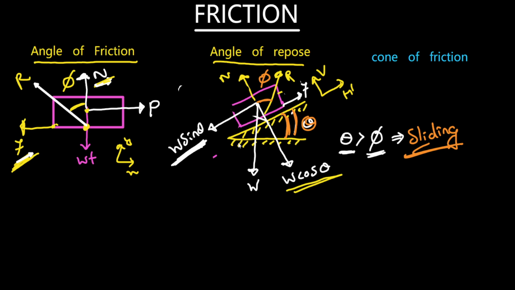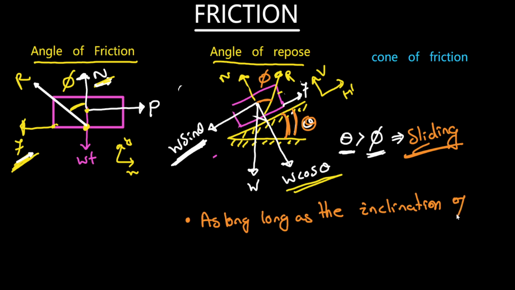Getting my point? So angle of repose is saying, as long as the block is in equilibrium, as long as the inclination, once theta will be greater than phi, it will be sliding. So I'm writing, as long as the inclination of surface is less, or I will write like this.